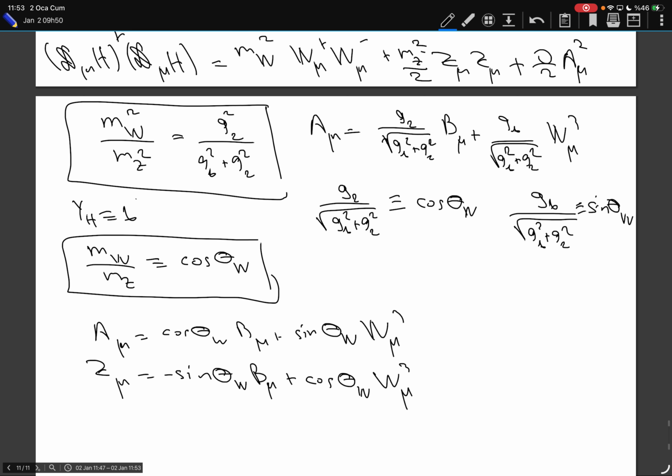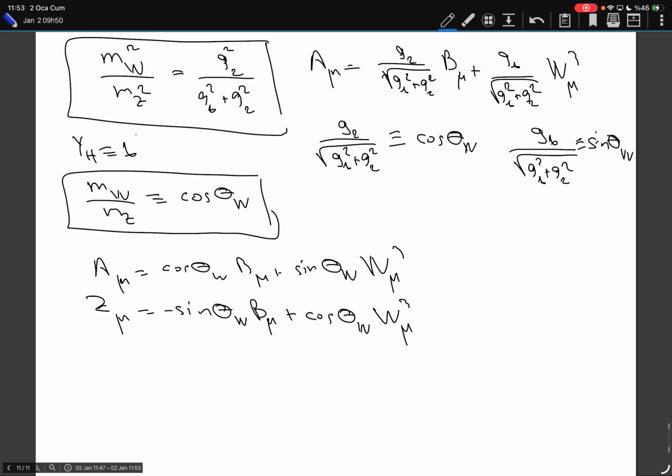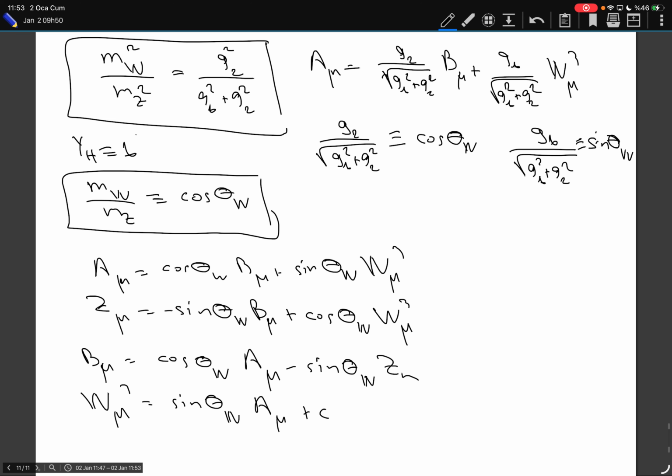My interaction, my Lagrangian, is written in terms of B mu and omega mu. So let me write everything in terms of B mu and omega mu. Let me solve for B mu. B mu is equal to cosine theta Weinberg A mu minus sine theta Weinberg Z mu, and omega mu 3 is sine theta Weinberg A mu plus cosine theta Weinberg Z mu.